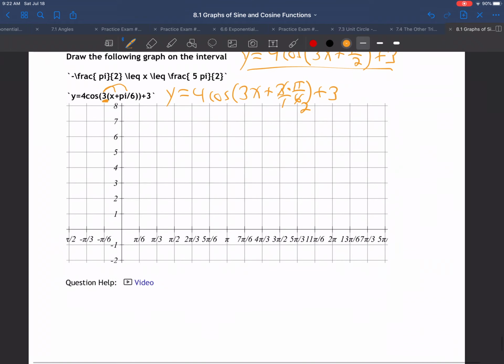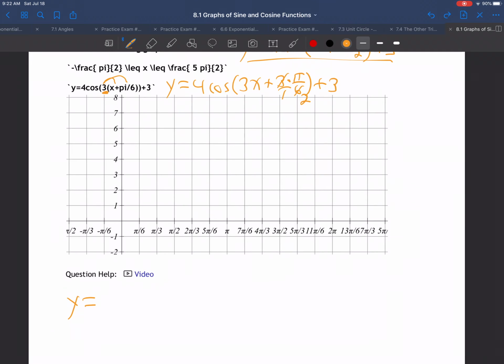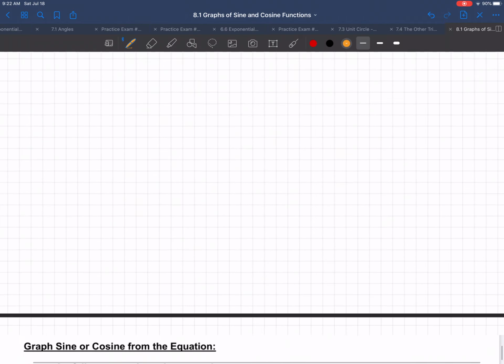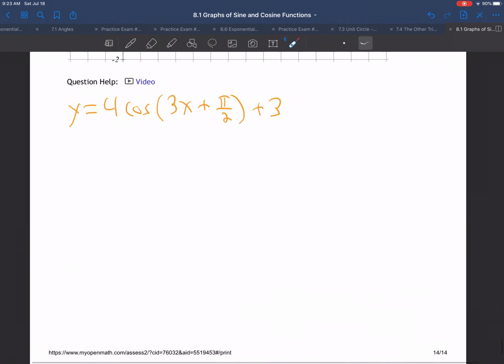Let's bring that down here. 3, oops. No, it's not 3, is it? It's 4. 4 cosine of 3x plus pi over 2 plus 3. Okay, so we have our function. Now, what's the next step? Then we compare to the general form with the a, b, c, and d and identify a, b, c, and d. So let's do that.